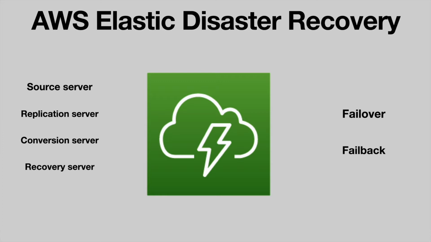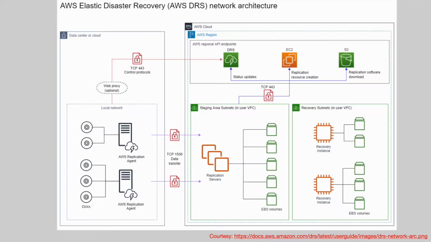Now let us see the AWS Elastic Disaster Recovery architecture. This is the architecture of AWS Elastic Disaster Recovery. This side we have the source server running and this side we have the staging subnet and recovery subnets. The source server is continuously replicating its data to replication servers. And it is also communicating with DRS, that is AWS Elastic Disaster Recovery Service. For this we need to open port number 443. And for data replication, we need to open port 1500.